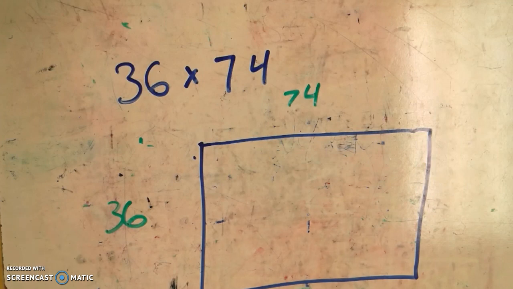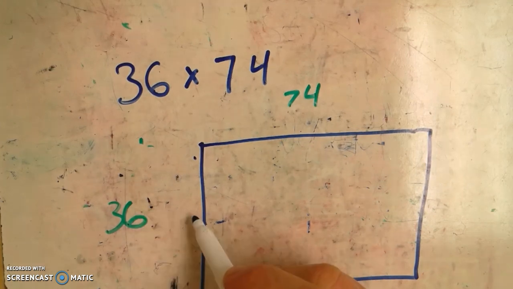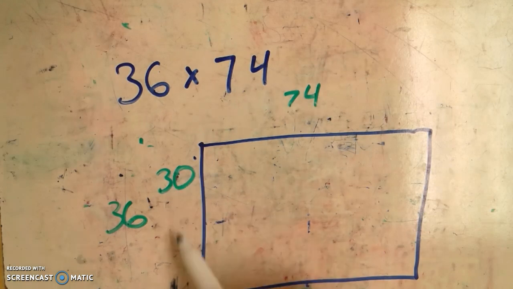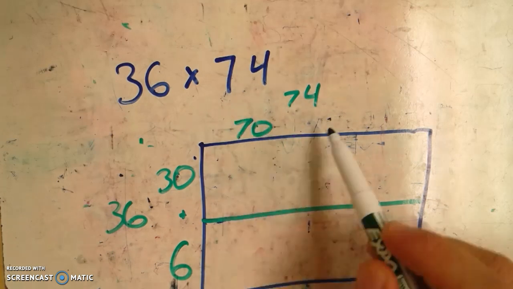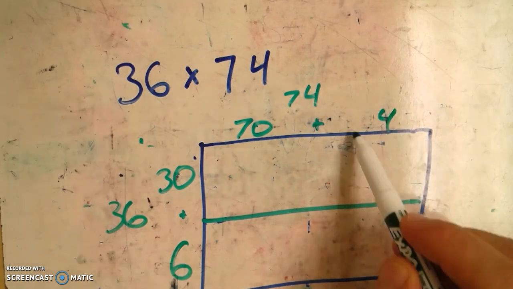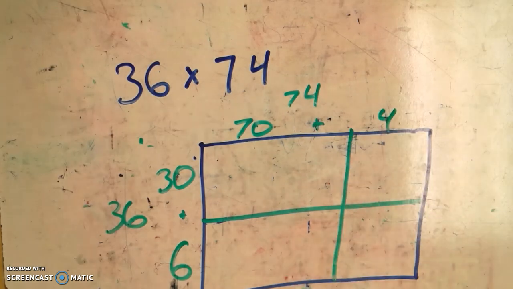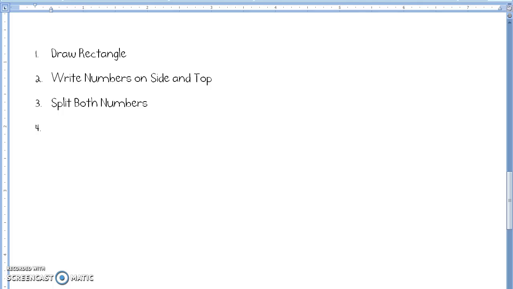Next, you're going to split both numbers. 36 is 30 plus 6, and split that. 74 is 70 plus 4. You can split that. Here are your steps so far.